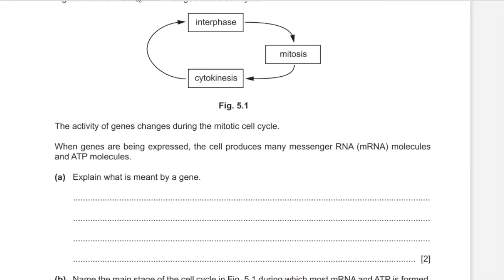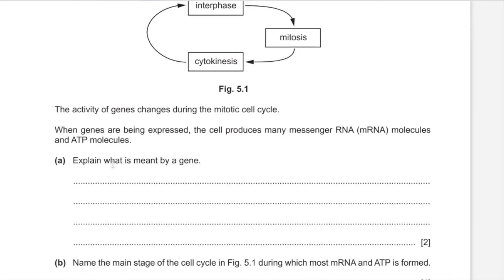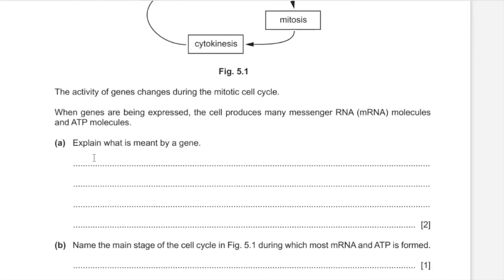Explain what is meant by the term gene. A gene is a length of DNA which codes for a polypeptide. So the nucleotides in the length of DNA would code for mRNA during transcription, which would then be translated into the length of polypeptide.